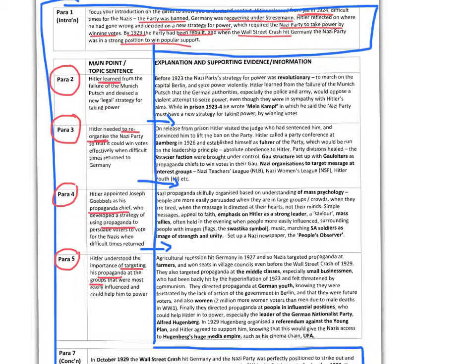So those are the 4 points, just learn them. 1, lessons learned. 2, reorganising the party. 3, propaganda. And 4, targeting key groups. Learn those 4 points. And then in the time you have available, develop them with precise information that is in the right hand column. So we'll just ever so quickly go through those key points to make sure that you understand the points.